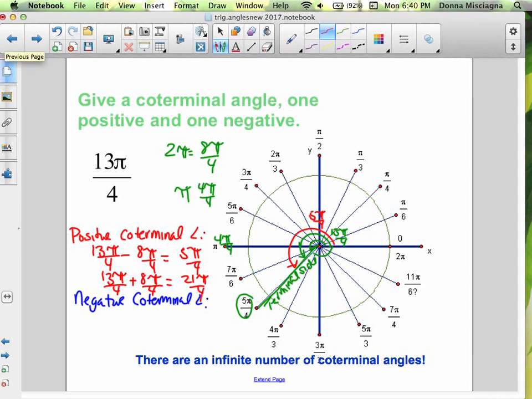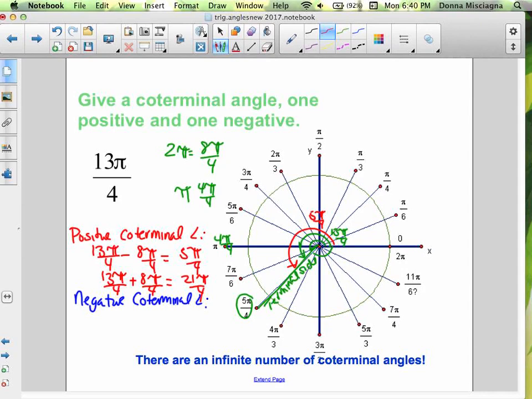21 pi fourths is going to go around the circle. So 8 pi fourths is 1 time. It's going to go around the circle once, twice, and then go to that same location. Right? So I graphed the slightly easier one to graph, the 5 pi fourths, but let's write the other one in.